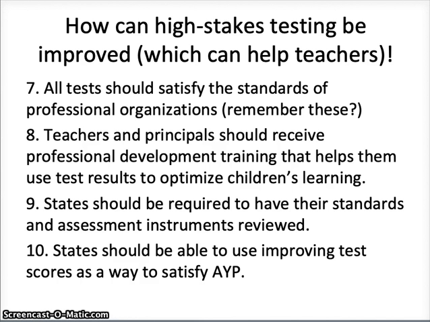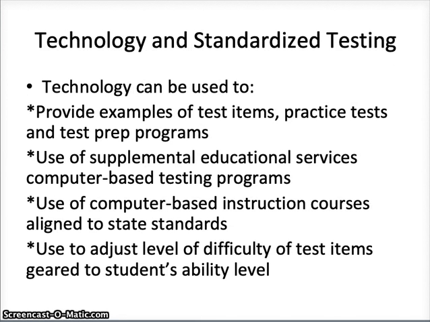States should have their standards and assessment instruments reviewed every 5 years, okay? And they should be able to use improving test scores as a way to satisfy AYP, even if they haven't met the criteria: have the scores improved from last year, which improved from the year before? We should be able to use progress as a way to make this better, okay? And then technology and standardized testing, lots of things can be used: practice items, practice tests, test prep programs, computer-based testing programs, computer-based courses that are aligned to the standards and adjusting the level of difficulty.